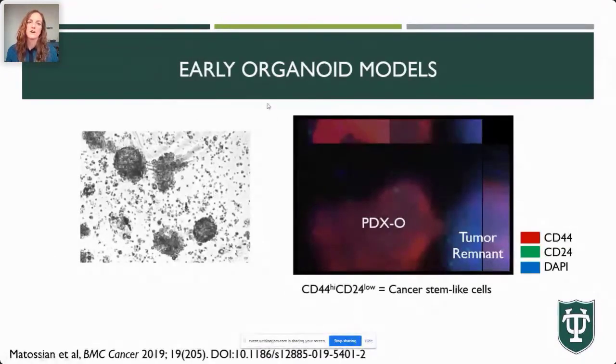These are images of our early organoid models. This is an unfiltered image, but one of our earliest organoid models. You can tell how excited we were to see organoids budding from our cell culture. And then when we performed a stain to examine cancer stem-like cells with a CD44 high, CD24 low population, with CD44 in red and CD24 in green, we really were able to visualize these organoids budding from tumor remnants.